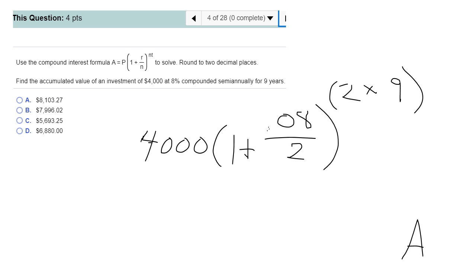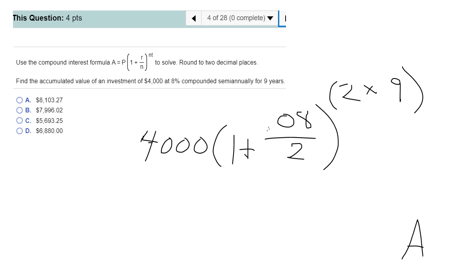Now, in number 4, we're going to use the compound interest formula. The rate is always the percentage. The time is always the years. The principal will always be the original amount of money. Now the letter N in both places of the formula represents how many times a year is the money compounded. Here we see semi-annually, which means 2.